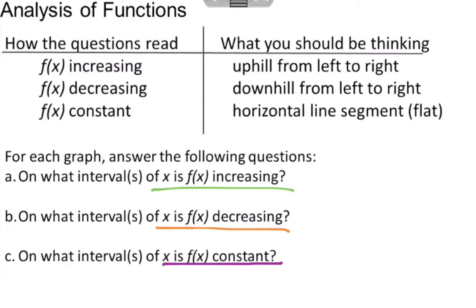Now, it's helpful for this if you'll pick 3 different colors, either color pencils or highlighters or markers. Something where you can mark up the grid, up the function in terms of increasing, decreasing, and constant. So choose one color for increasing, one color for decreasing, and one color for constant. So as we work through this lesson, question A is always going to ask, on what intervals of x is f of x increasing? Where is it going uphill from left to right?